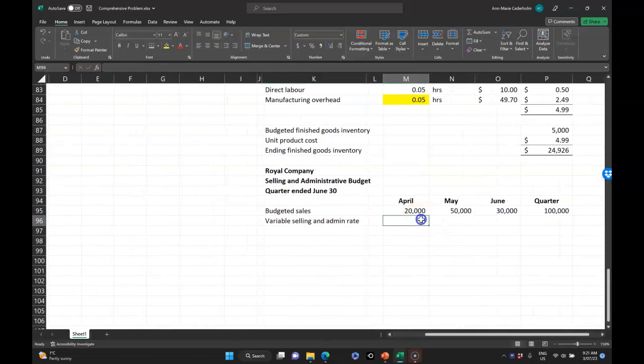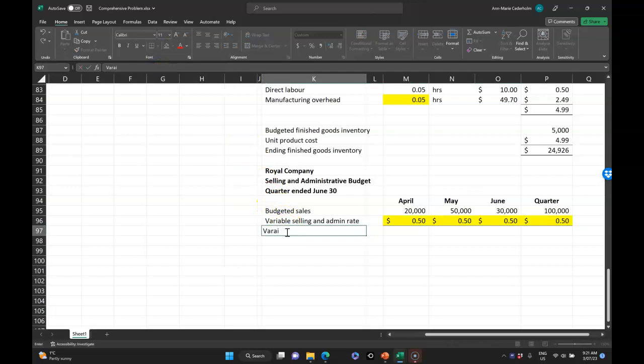So that variable rate is 50 cents. So I'll put that in here and then just drag that across. And now what we can do is multiply that out. And then that gives us our variable expense. So these ones will increase and decrease when our sales change.